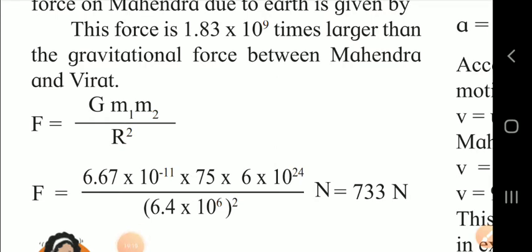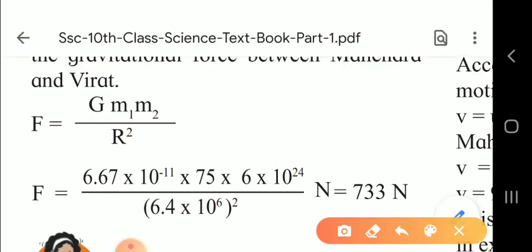So children, here we can see F is equal to 6.67 into 10 raised to minus 11 into 75 into 6 into 10 raised to 24. Everything's value is already given here. 6.67 into 10 raised to minus 11, that is G, 75 is what? m2, and m1 is 6 into 10 raised to 24. That is the mass of the earth. Upon radius, which is 6.4 into 10 raised to 6 whole square. So what are we getting? 733 Newton.